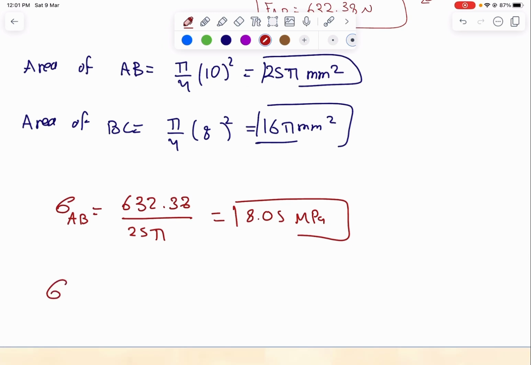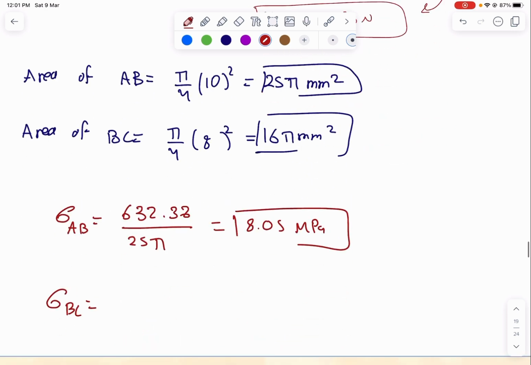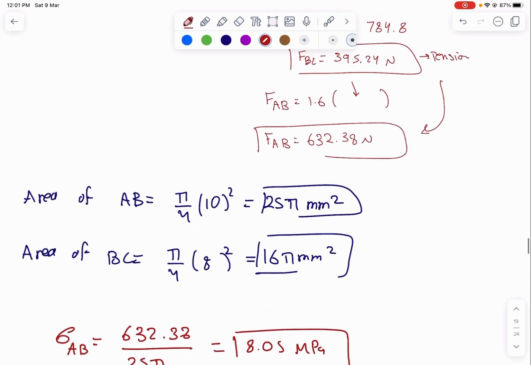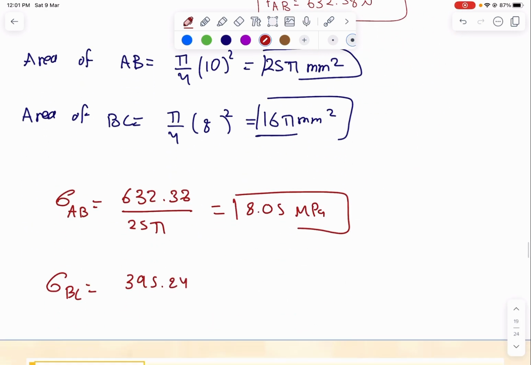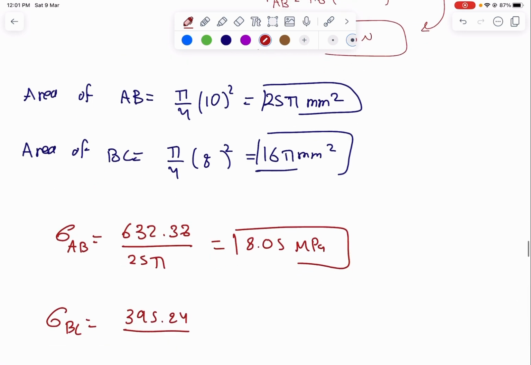And this one in BC will be 395.24 over 16 pi. You get this one as 7.86 megapascal.